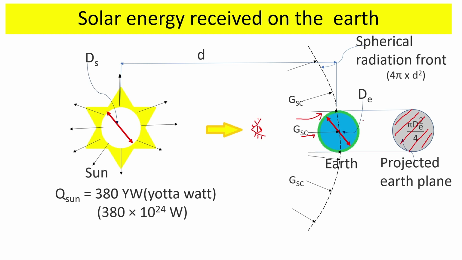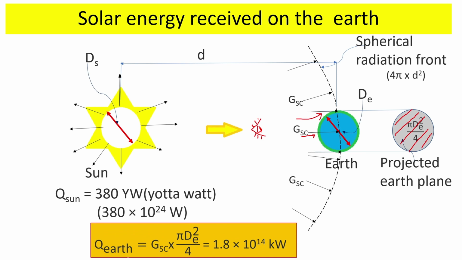So we won't take the surface area of a sphere, rather we will take the area of a circle, because this is the projected radiation of the sun, which is coming on the earth. So when we calculate the value, it comes out to be GSC multiplied by the area of this circle, whose diameter is same as the diameter of the earth. The value comes out to be 1.8 into 10 to the power 14 kilowatt, right?